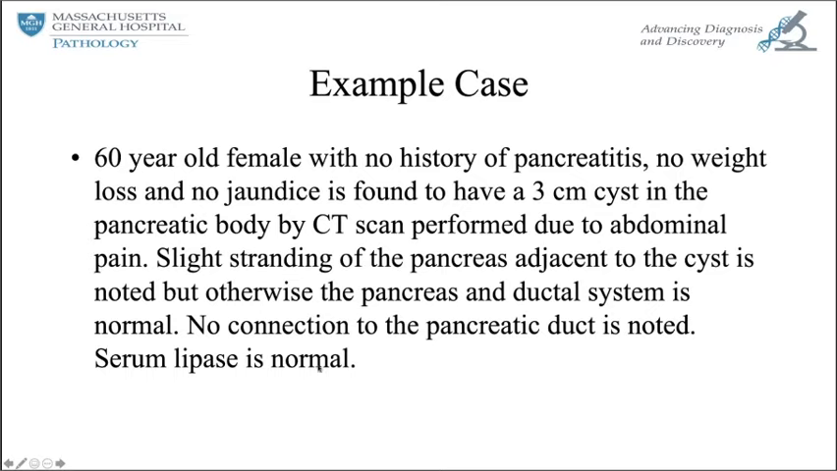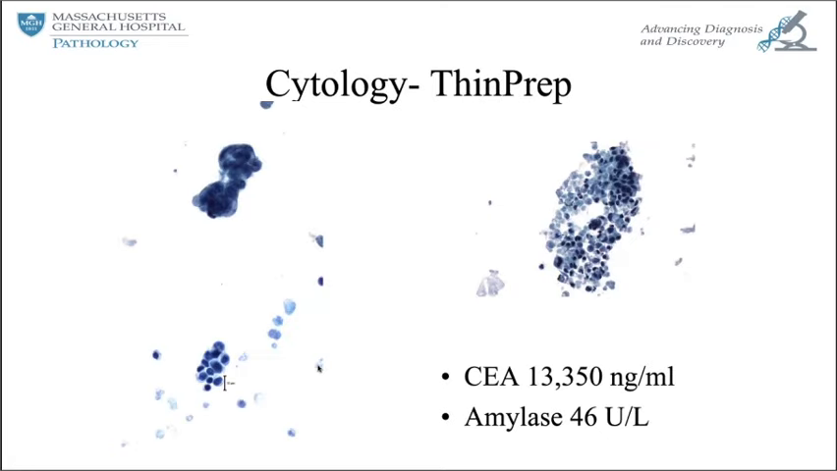Serum lipase is normal. So this is what we see on a thin prep sample. So I don't do thin preps. This was probably a consult. So here we can see these hyperchromatic crowded group cells with almost no visible cytoplasmic mucin, maybe a little bit here. We can see that the individual cells are less than 12 microns.